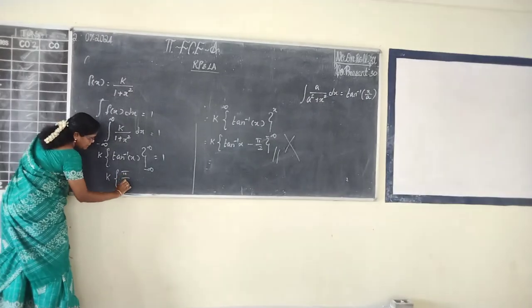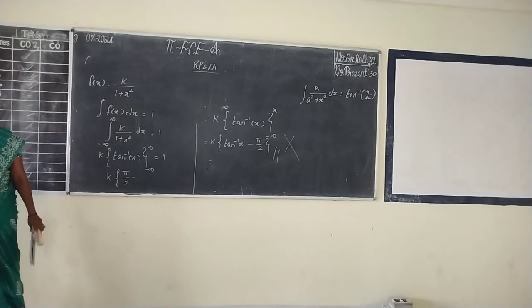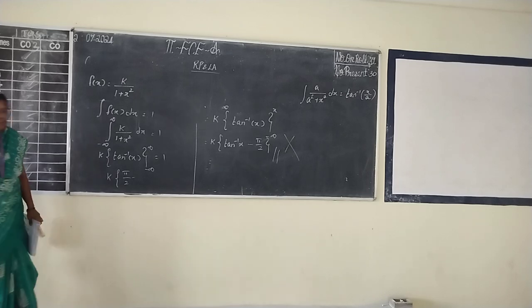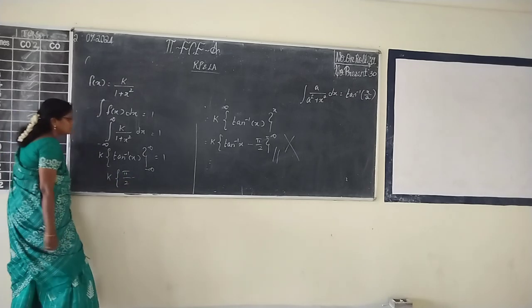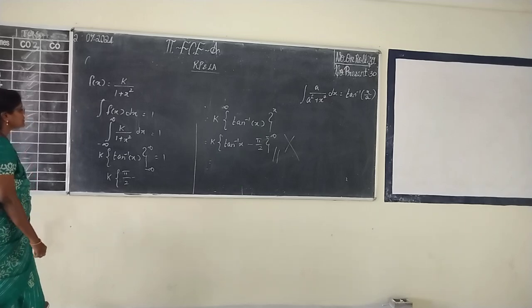Upper limit minus lower limit. Tan inverse of minus infinity? Again, pi by 2, because minus theta gives the same answer as plus theta. So pi by 2. Will you make a mistake? You should not take the answer as 0.